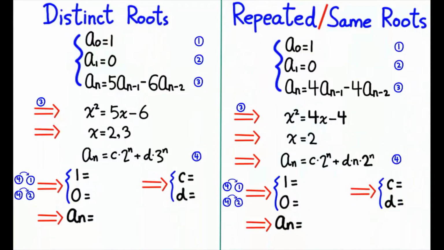Today we're going to be talking about how to use second-order linear homogeneous recursion relation. In this, there are two separate sections. One was distinct roots and one was repeated/same roots. In both of these, a0 is equal to 1, a1 is equal to 0, but in distinct roots, an is equal to 5 times an minus 1 minus 6 times an minus 2.